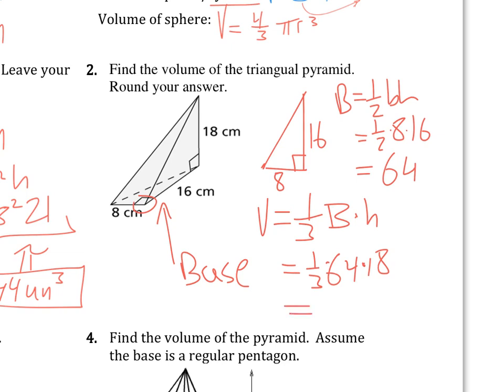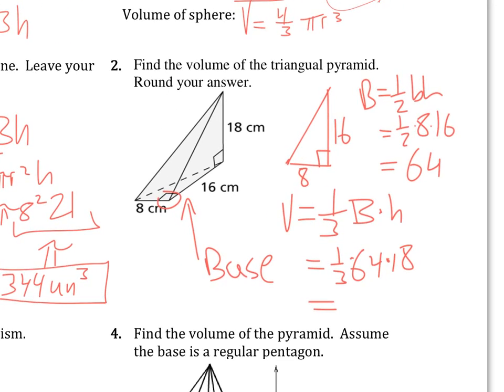Well, we know 1/3 times 18 is 6. 6 times 64, that should be 384. Okay, that'll work.